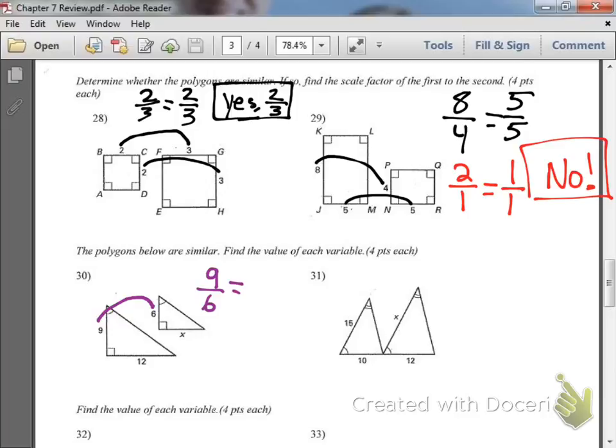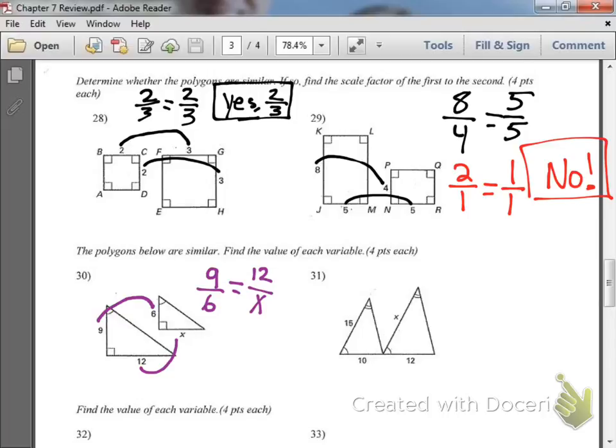Equals 12 matches up with x, so 12 over x. Notice I went back to where I started each time I set up a ratio. So if you started on the bigger triangle, you did big over little, you need to do big over little again, okay? So 9 over 6, you can't say x over 12. You can't just willy-nilly pick them and set them up. You have to do it in the same manner. So big over little, big over little, or little over big, little over big. It doesn't really matter as long as you do them the same way.